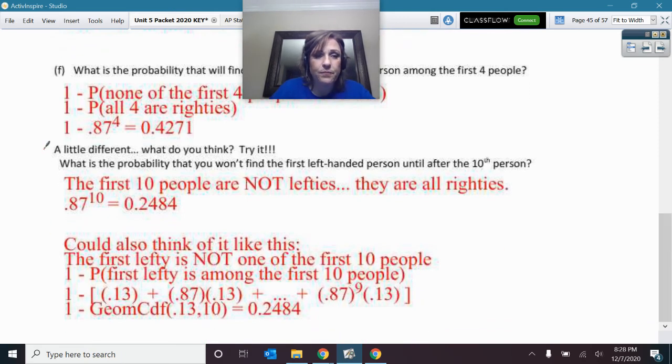And how about this one? What's the probability you won't find the first left-handed person until after the 10th? So that means the 11th and on. So the first 10 are all righties. So it looks like that. And again, we'll bridge into this with the binomial lesson today, or actually tomorrow when we do accumulations. You could also think of it this way. All right. I hope that clears up, and I hope you did okay on your geometric probabilities.